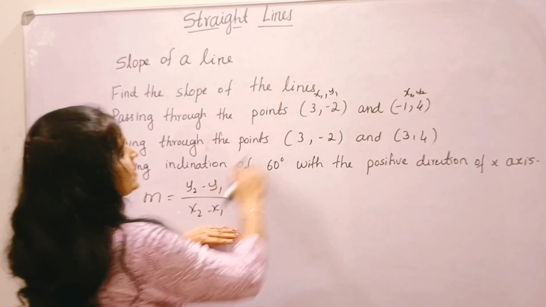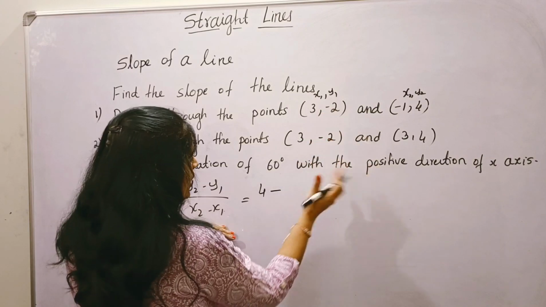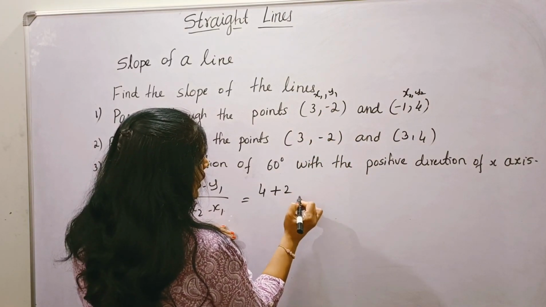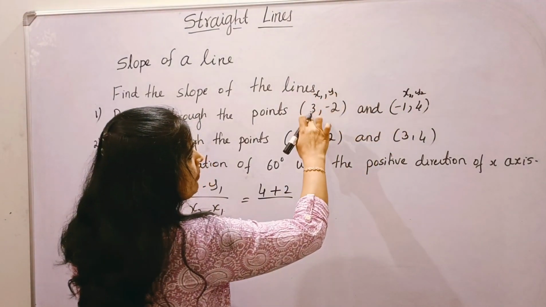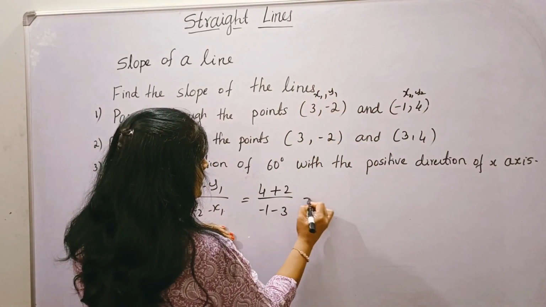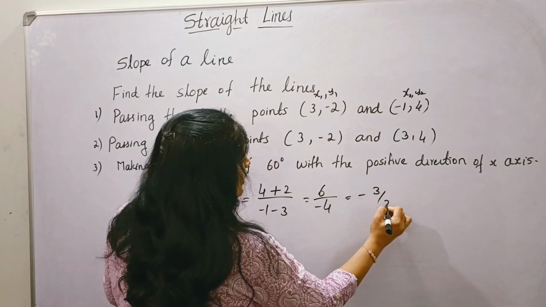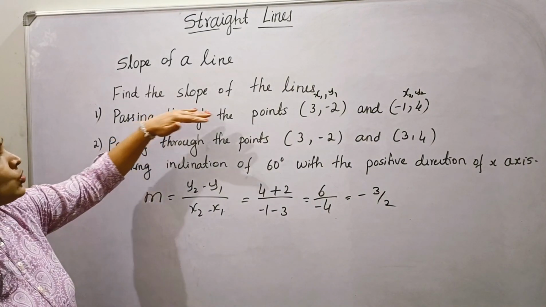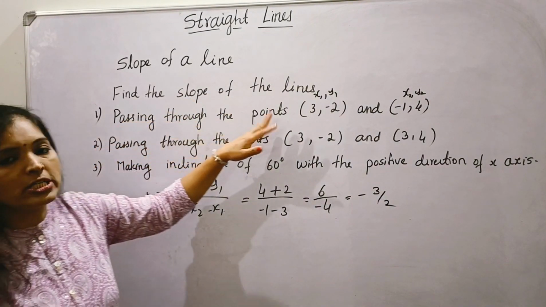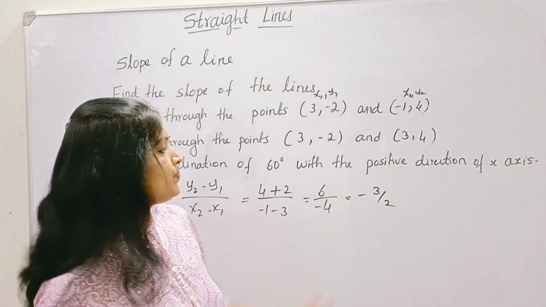So y2 is 4 minus y1 which is minus 2, that is 4 plus 2, divided by minus 1 minus 3. So 6 by minus 4, that is minus 3 by 2. So we have got the slope of the line passing through the points 3, minus 2 and minus 1, 4 as minus 3 by 2.